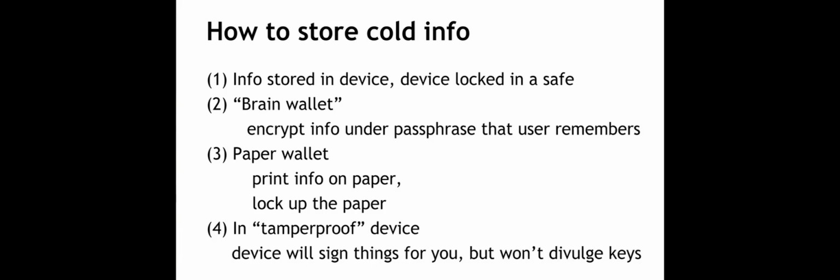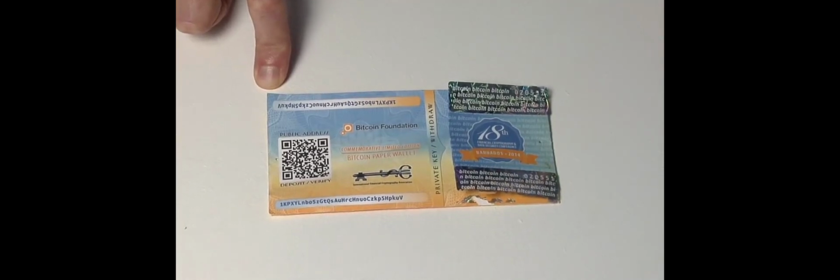We can lock it in a safe deposit box or something like that. Now, the benefit of doing that, obviously, is that, just like with a device, the security of this is just as good as the physical security of the paper that we're using. This is a Bitcoin paper wallet. They come in different shapes and sizes, but this is one example.